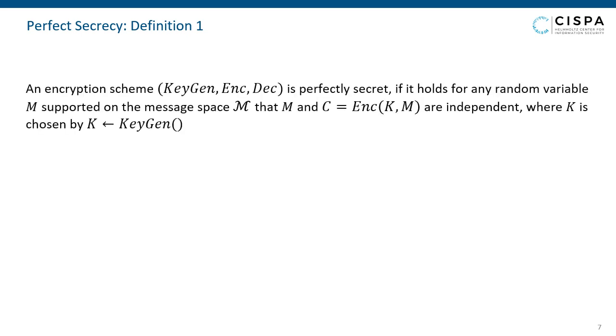So here's our first attempt at defining security of a cipher, called perfect secrecy. Say that an encryption scheme (KeyGen, Enc, Dec) is perfectly secret if it holds for any random variable M supported on the message space that M and a ciphertext C, which is an encryption of M, are independent, where the key k is chosen by the KeyGen algorithm. Note that the ciphertext C is a random variable which depends on the other random variables K, namely the key, and M, the message.